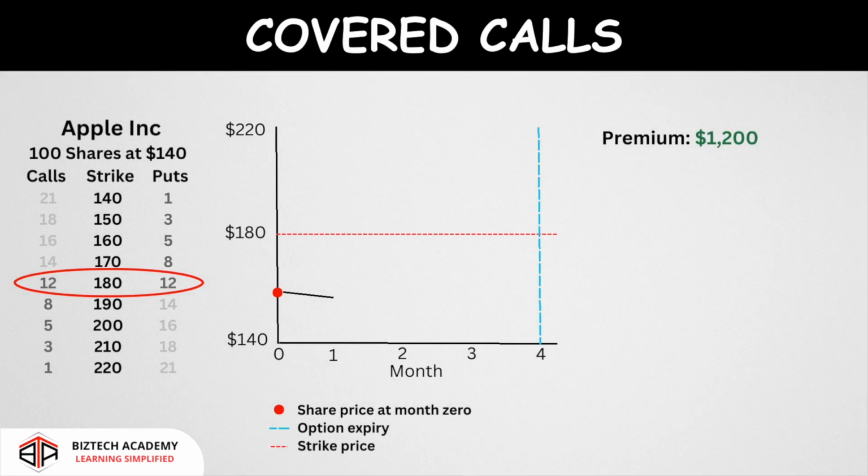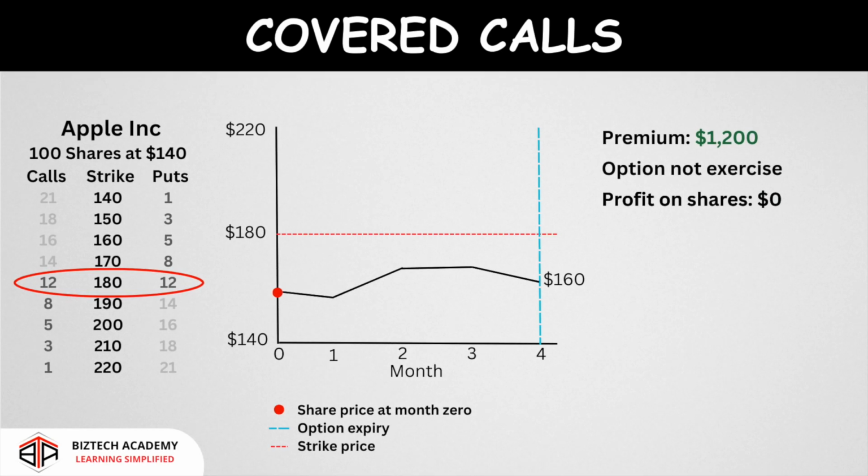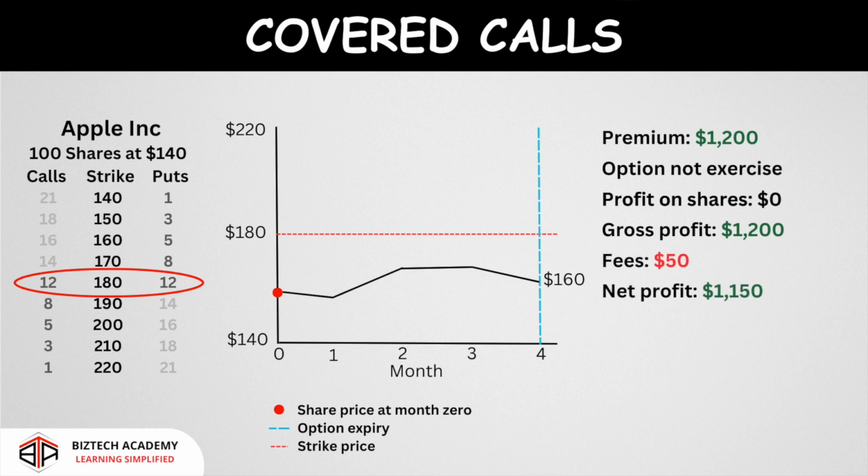The share price follows the same path as the previous example for months 1 and 2, but in months 3 and 4 it stays flat and closes at the end of month 4 at $160. In this case, the option is not exercised by the purchaser of the option and they let it expire. And in this scenario, your profit on the shares is 0 because you still own the shares. Your gross profit, therefore, is the $1,200 premium you collected from the covered call, less any brokerage and transaction fees, and let's say $50, and therefore your net profit is $1,050.